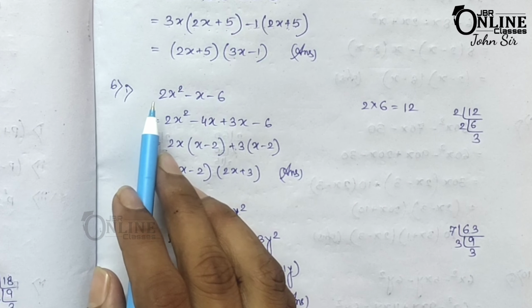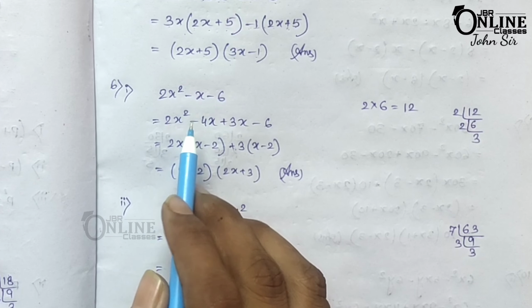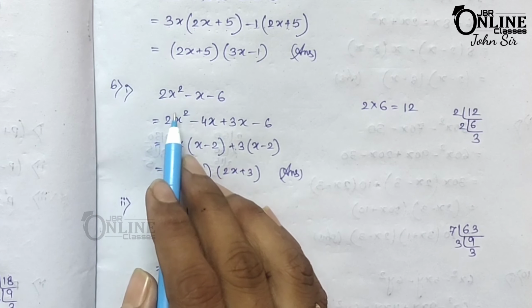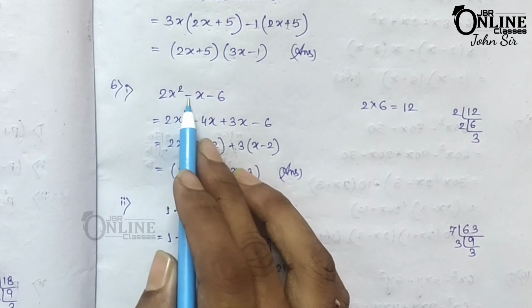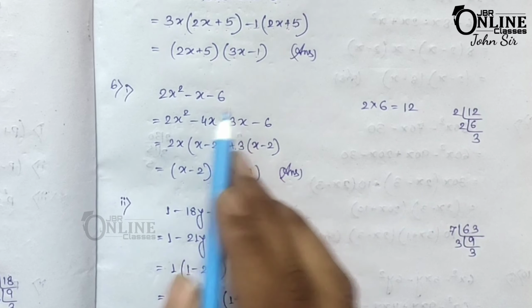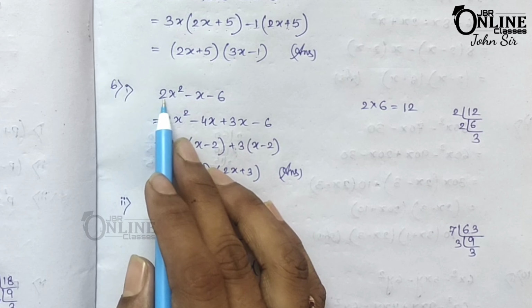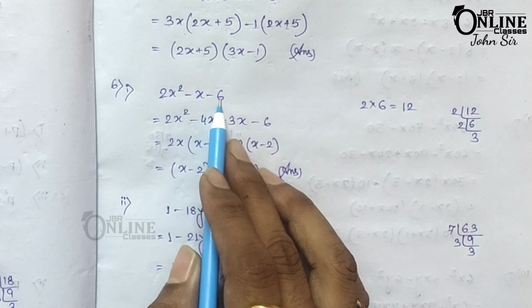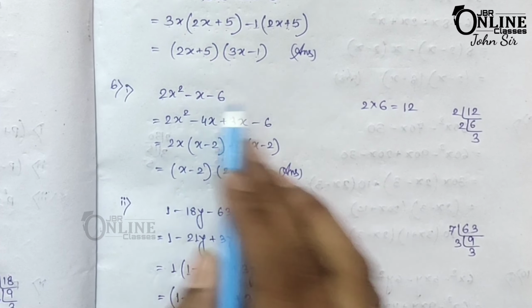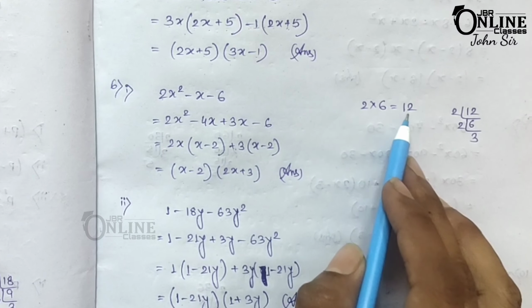Now the next one, sum number 6. Sum number 5 is the same as sum number 4, so I hope you can solve it. So here sum number 6, 2x square minus x minus 6. The coefficient of x square equals 2, and the constant term equals 6. So 2 into 6 becomes 12. Now you have to factorize 12.